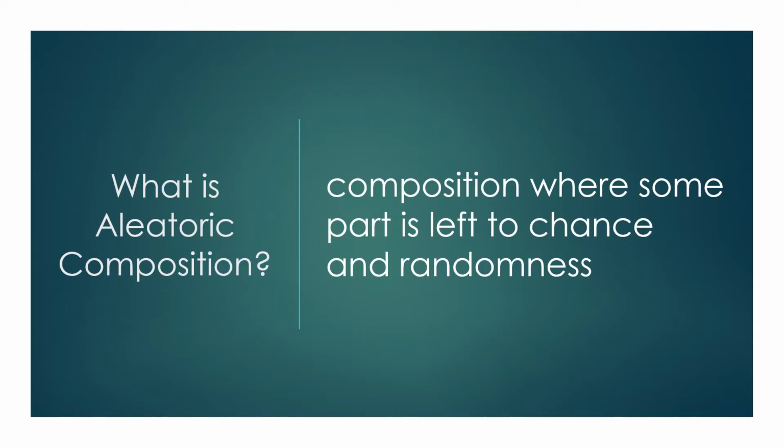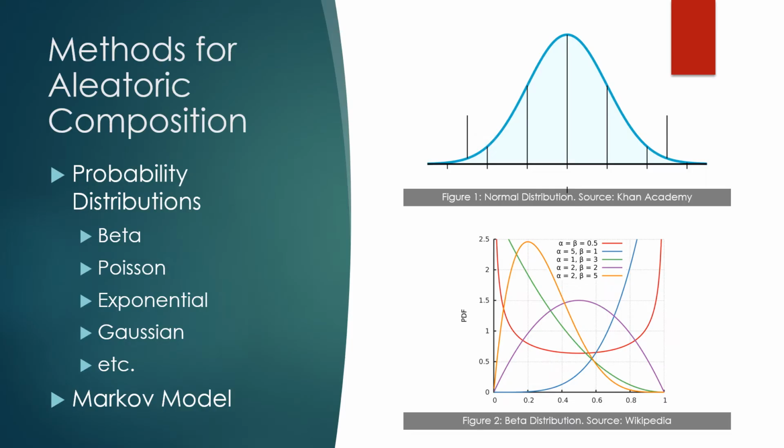First, let's define aleatoric composition. In general, aleatoric composition is a composition where some part of the composition process is left to chance and randomness. We'll talk about two methods for aleatoric composition: probability distributions and Markov chains.